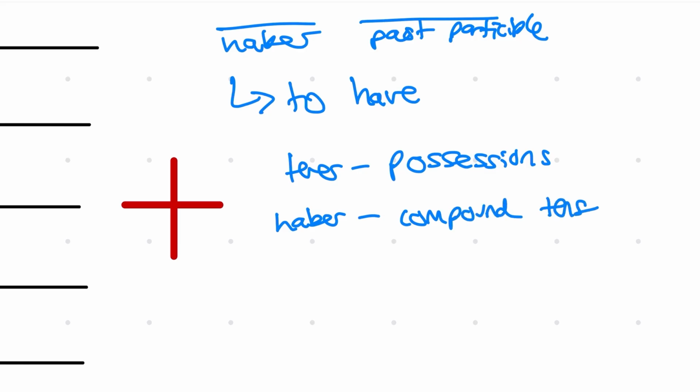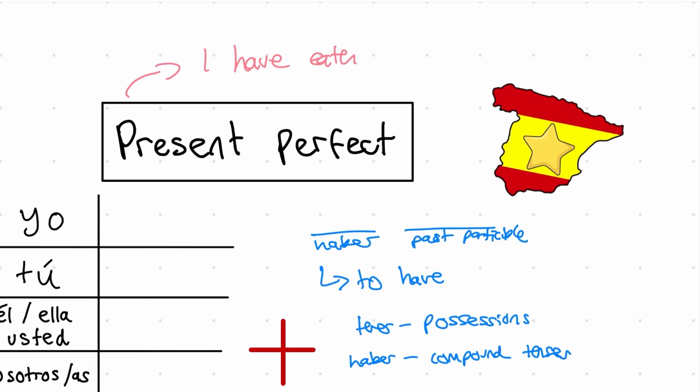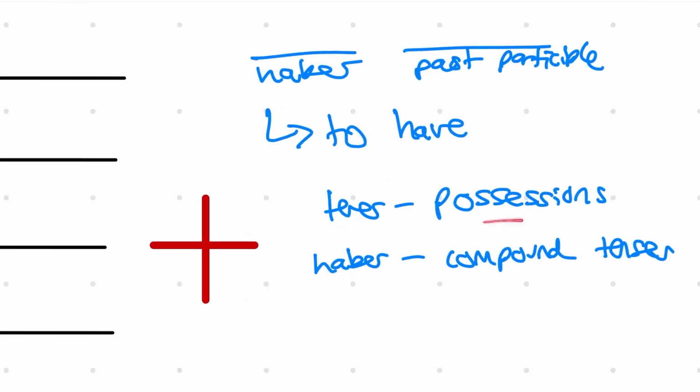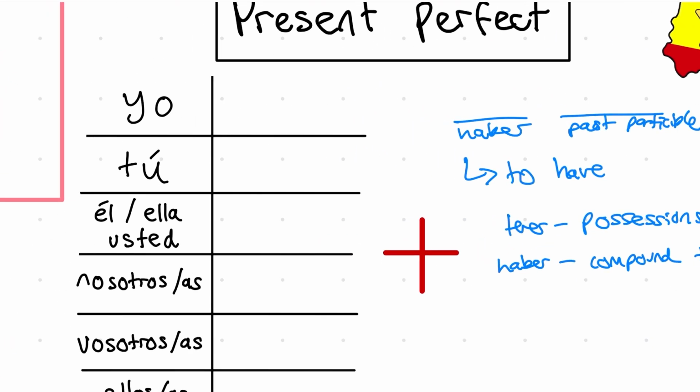Just like in English, when I say I have eaten, it doesn't mean you have an object called eaten. It's that you've done the verb, which is the verb to eat. So I have eaten, this is where we're going to use haber to talk about actions and verbs. For possessions, we're going to use tener. Haber is what is known as an auxiliary verb.